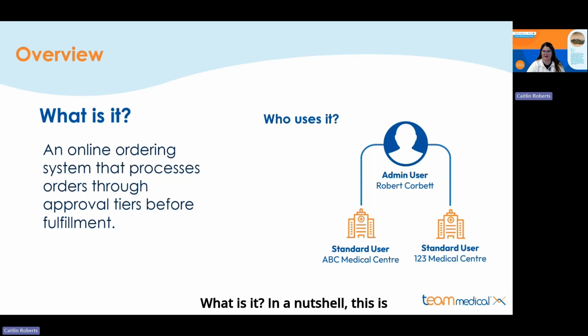What is it? In a nutshell, this is an ordering system that processes orders through approval tiers before fulfillment. In a typical setup, we have admin users and we also have standard users. The standard users are the ones who place the orders, and the admin users then review and approve the orders. There's a lot of different ways that we can configure this, but before we dive into that, let's look at how it works.